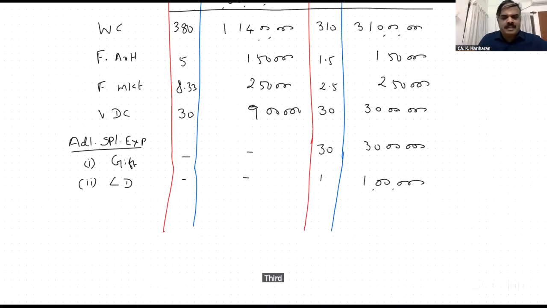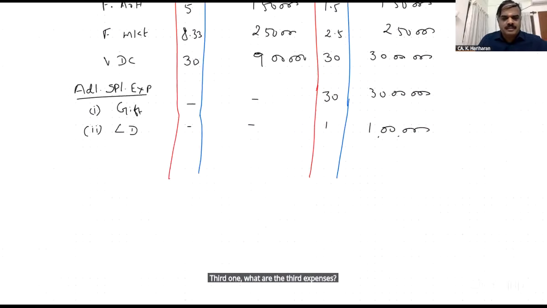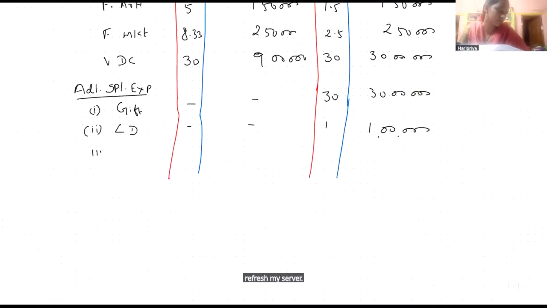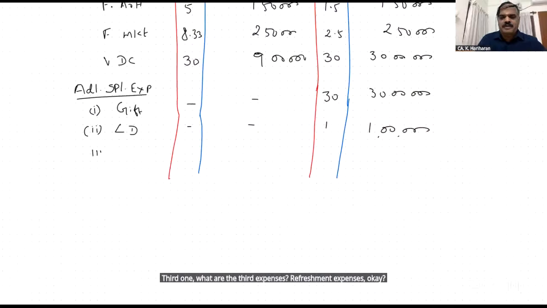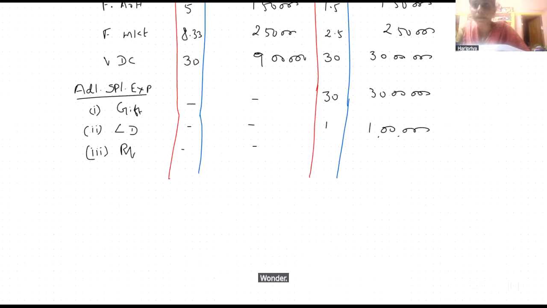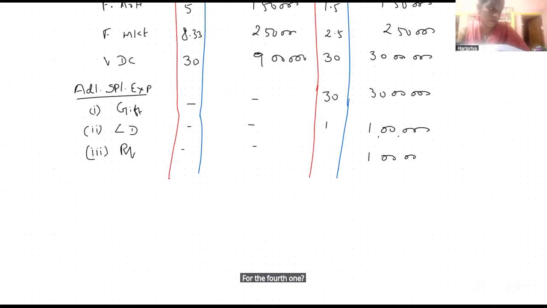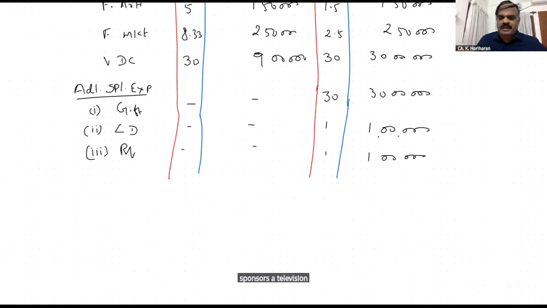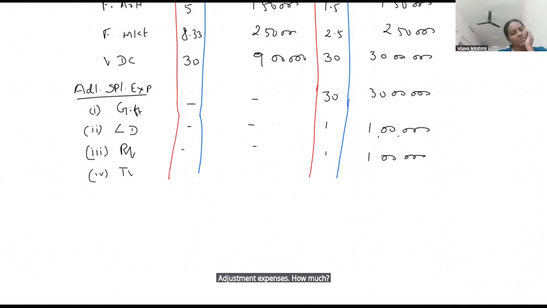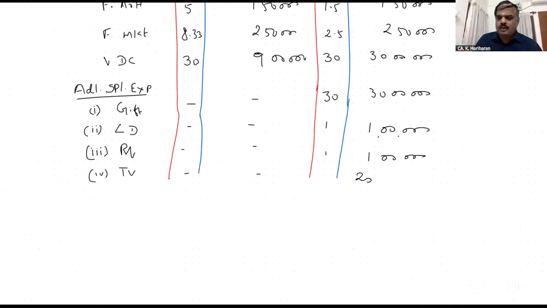Third one. What is the third expense? Refreshments. How much is the total refreshment expense? 1 lakh. Given. Am I right? Yes, sir. 1 rupee. What is the fourth one? Sponsored television program advertisement. Advertisement expenses. How much? 20 lakhs. So 20 rupees.